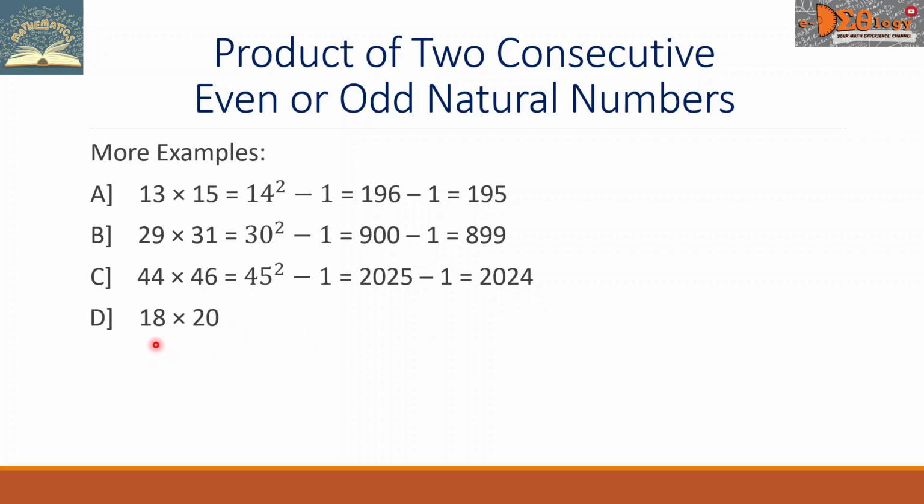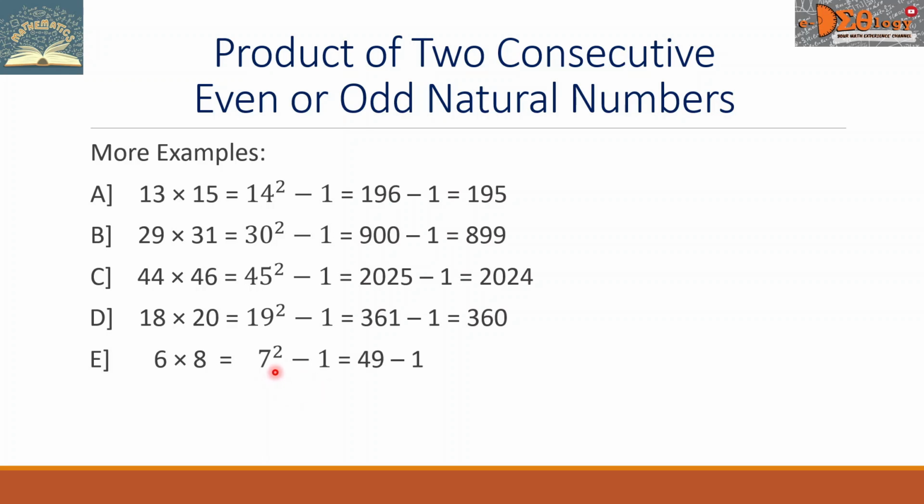Next example, 18 times 20. The middle number is 19. In our formula, we write here now 19 square minus 1. This 19 square is 361 minus 1, and the answer is 360. Example 5. 6 times 8. The middle number is 7. So we write here 7 square minus 1. 7 square is 49 minus 1, and the answer is 48.